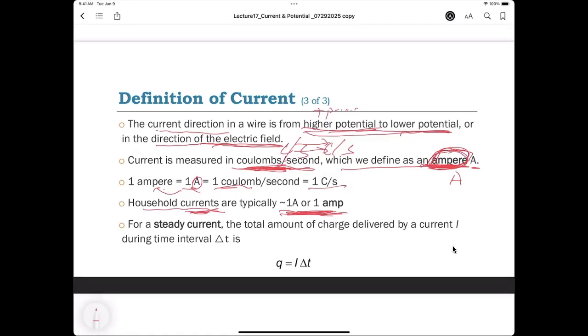For a steady current, the total amount of charge delivered by a current I during time interval delta t is given by this. Because we know that I equals delta q divided by delta t, the total amount of charge delivered in this time is delta q equals I delta t. This charge is the total amount of charge delivered by a current during this time. Does it make sense to you?